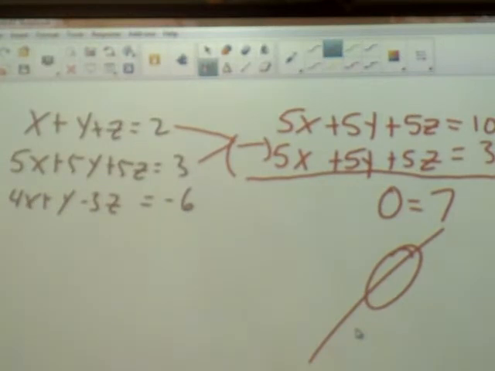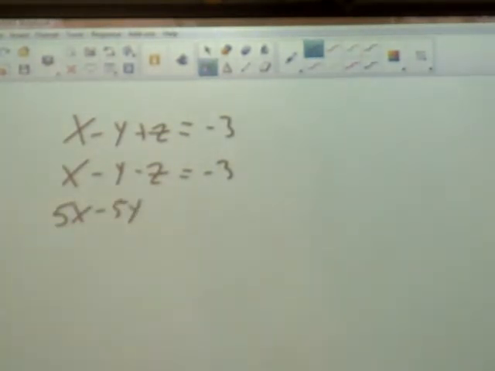Okay, there's one more special kind. Here I've got x minus y plus z is equal to negative 3. And I've got x minus y minus z is equal to negative 3. And I've got 5x minus 5y plus z is equal to negative 15.